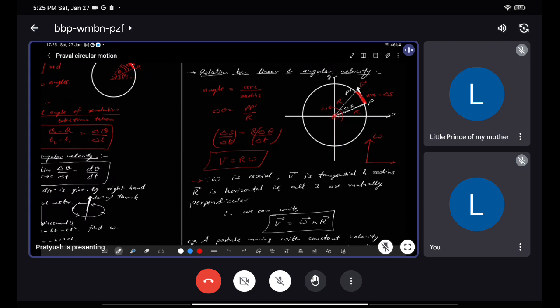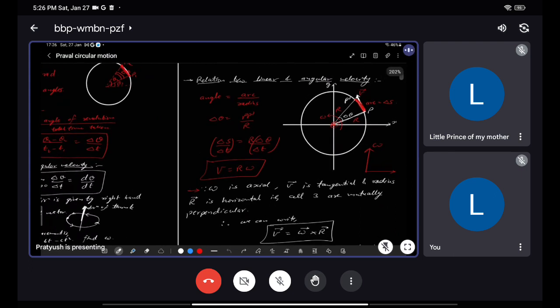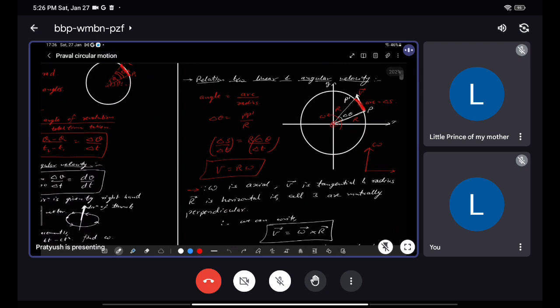where omega is axial velocity, v is tangential, and radius is radial. Means all three are mutually perpendicular to each other. So what do we get? v equals omega cross r. This we will get. Okay. Take it down fast.